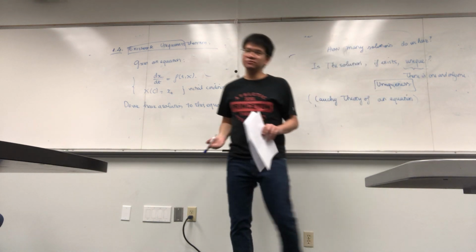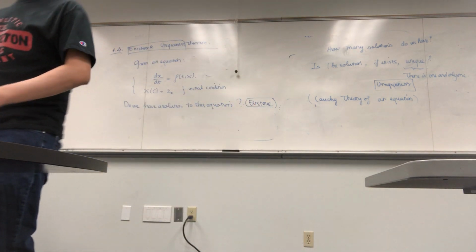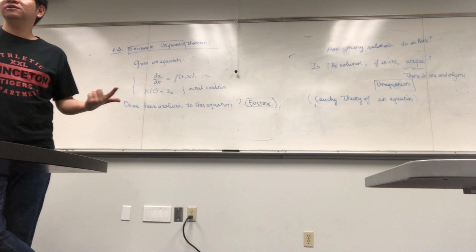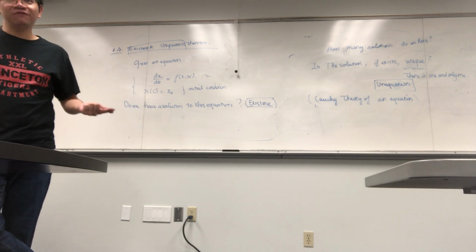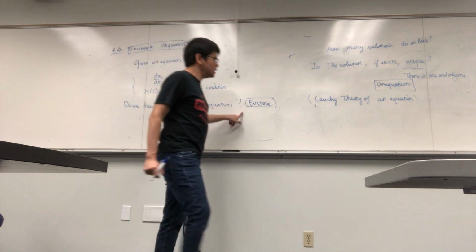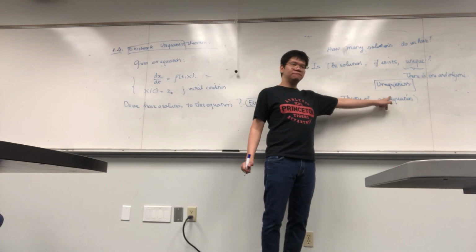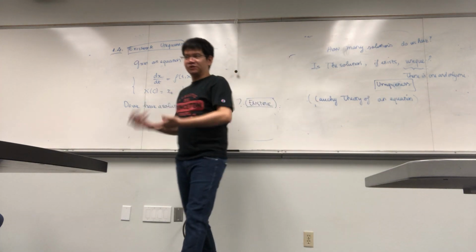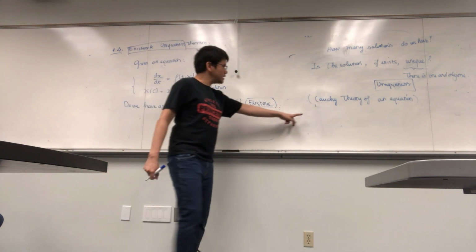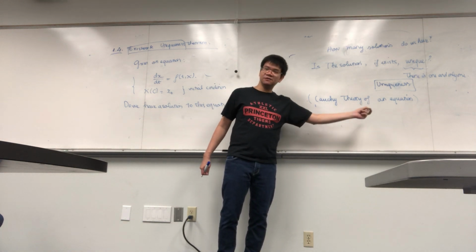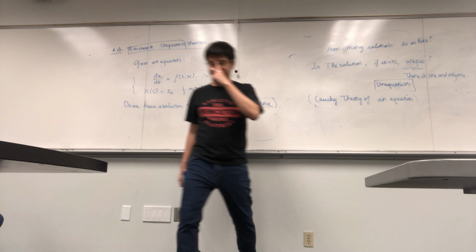When you look into an equation, the first thing you ask is if there is a solution, and if the solution is the only one that you can find, or is it unique? So the existence and uniqueness questions of an equation form the Cauchy theory of an equation. So the Cauchy theory means existence and uniqueness, right?